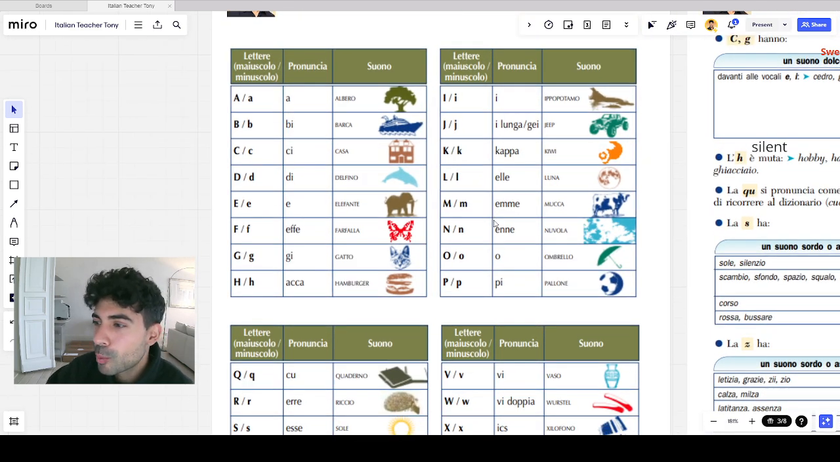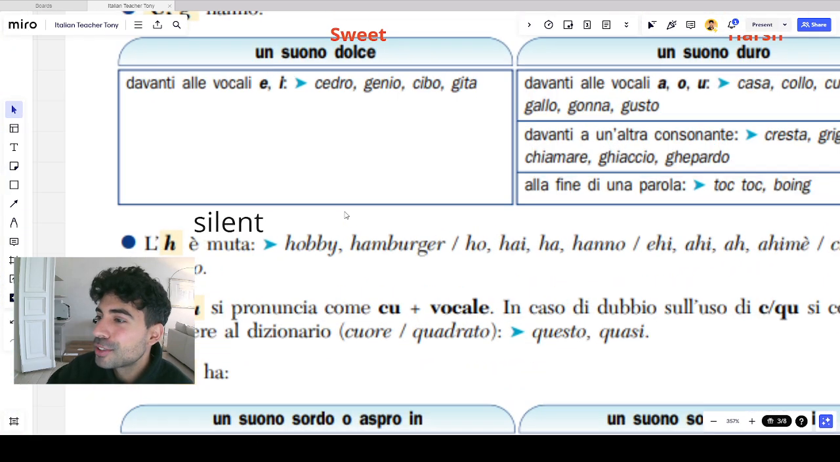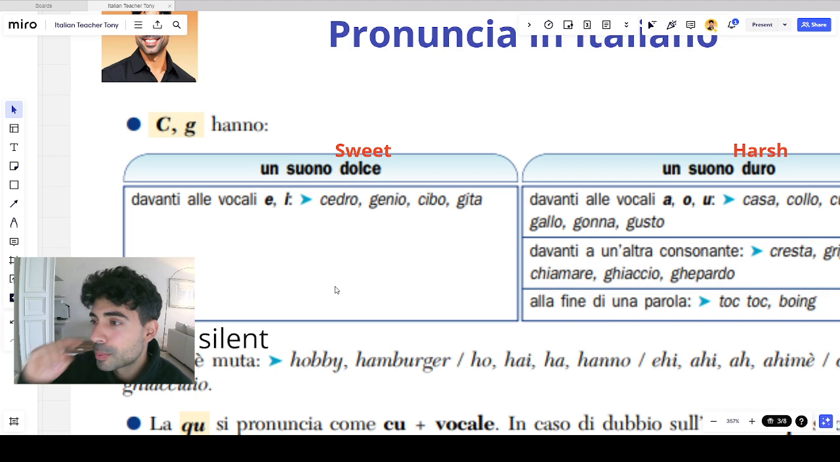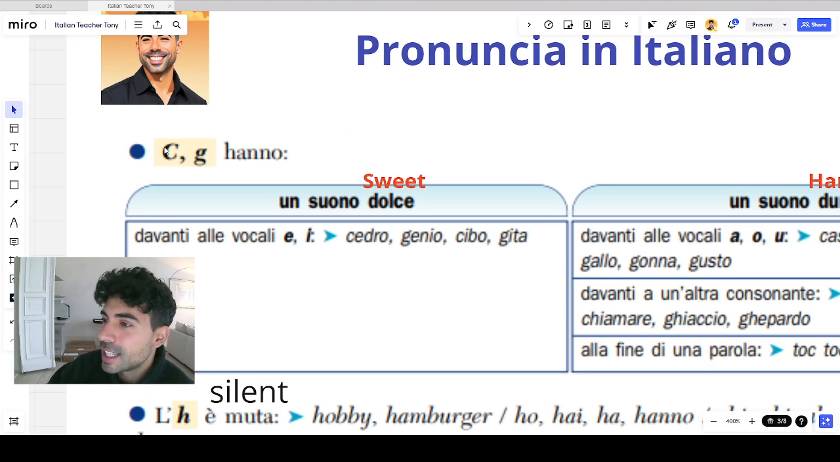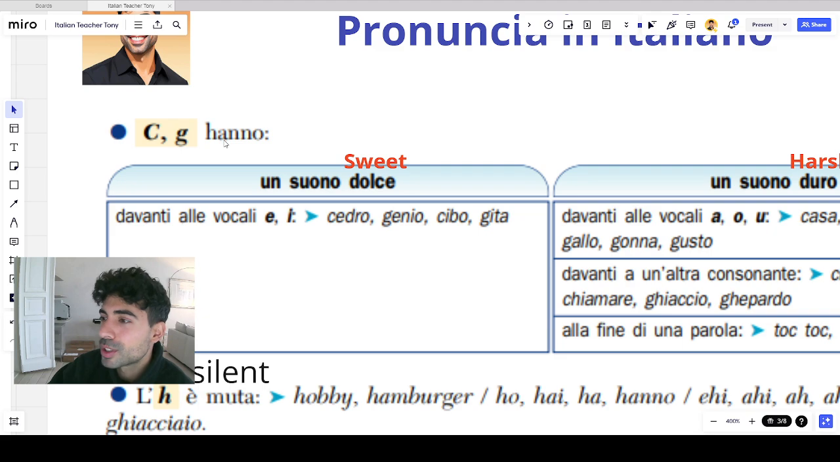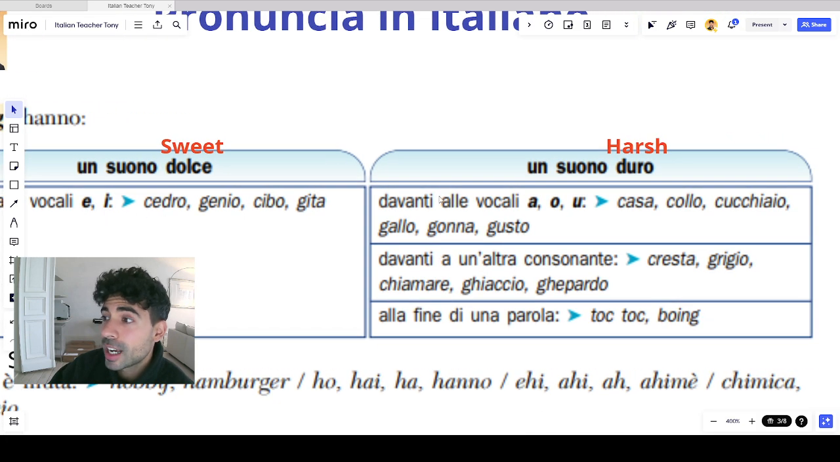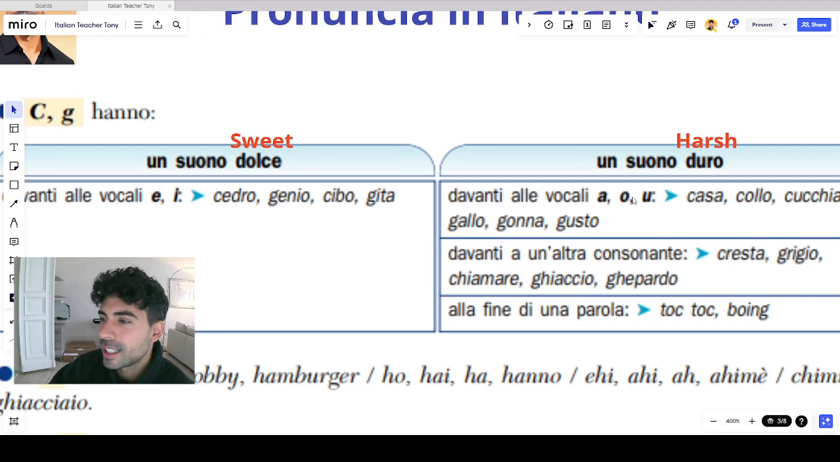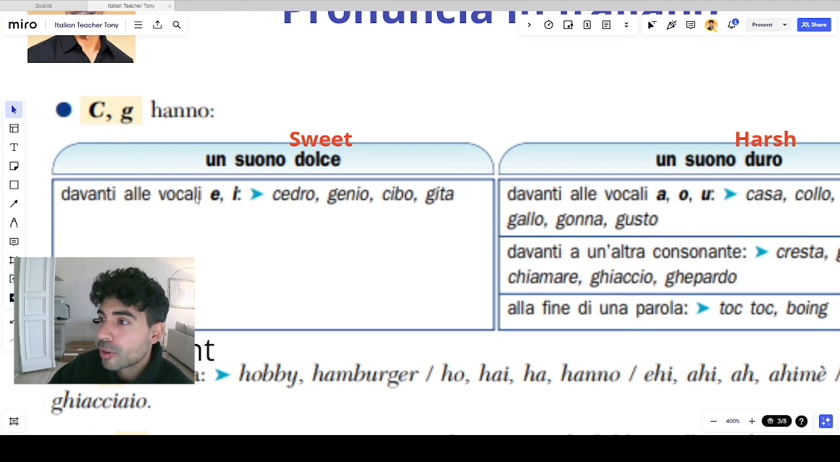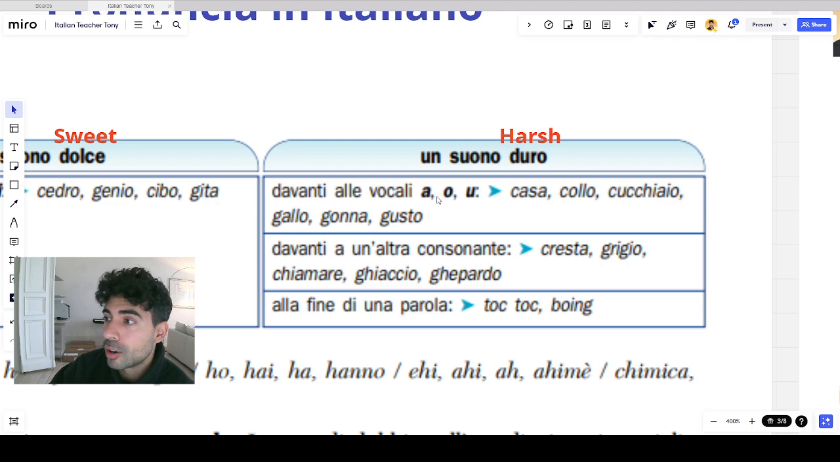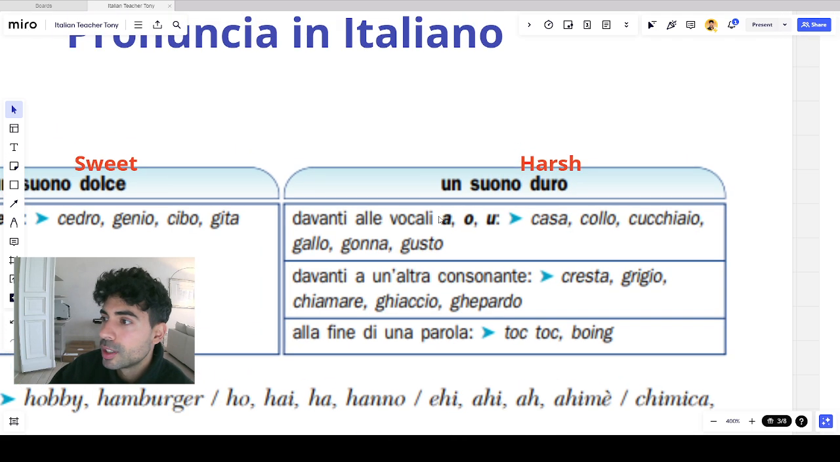And now I want you to pay attention to some of the trickiest pronunciation things that you can encounter in Italy. The most important is probably the usage of C and G when they come before a vowel. So C and G will be pronounced differently if they come before E or I, or if they come before A or U. So specifically, let's have a look. If C and G are before E and I, the pronunciation will be a sweet sound, un suono dolce. If C and G come before A, O, or U, they will have a harsh sound, un suono duro.